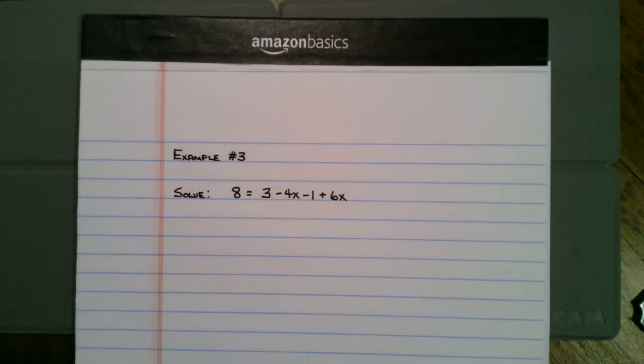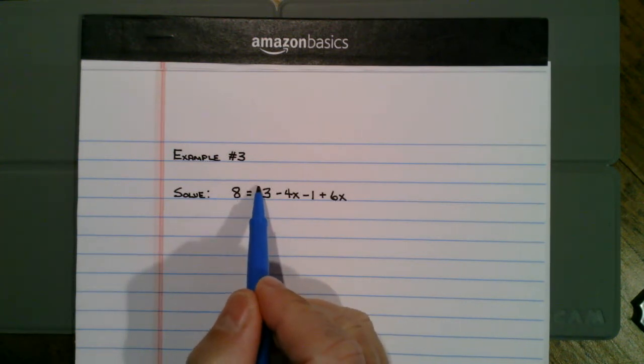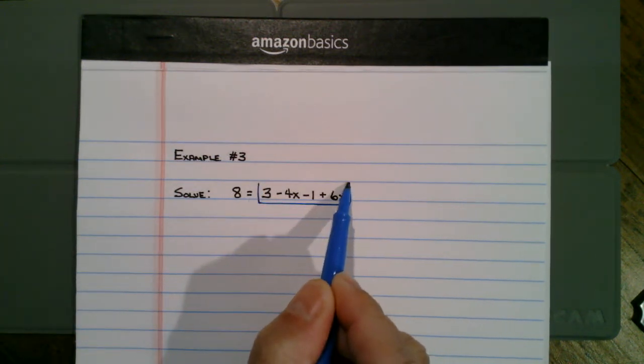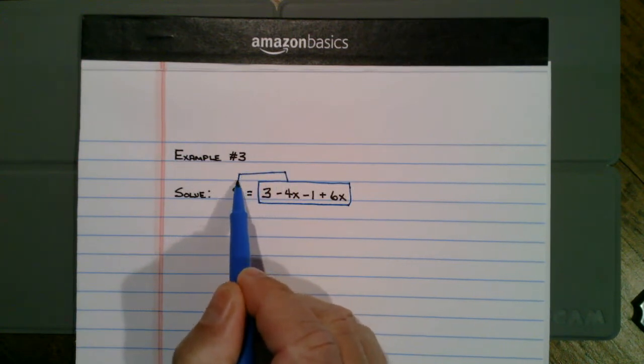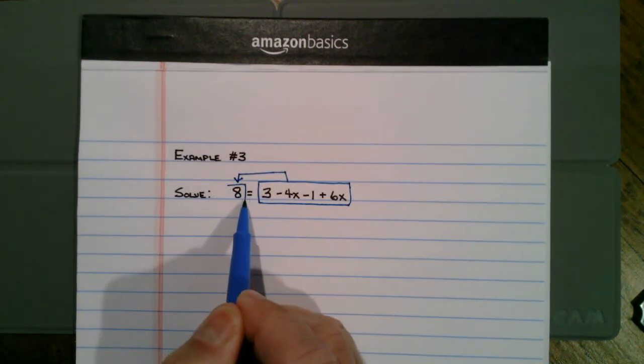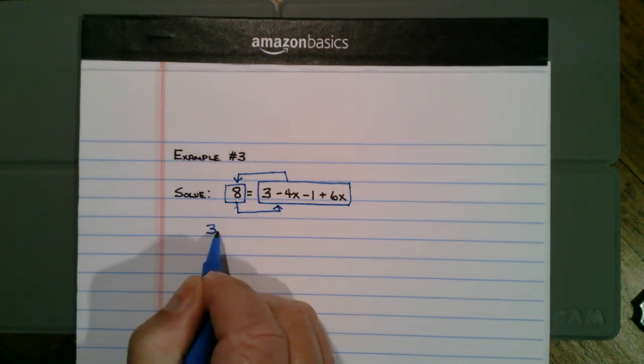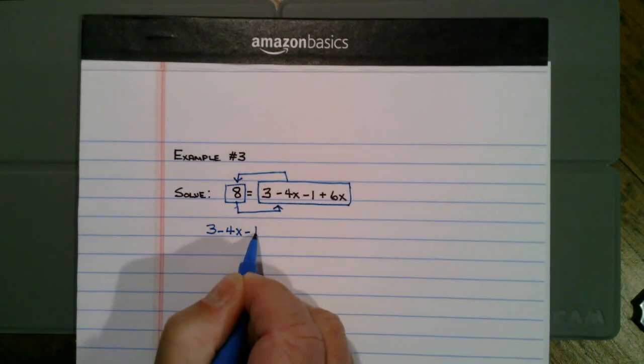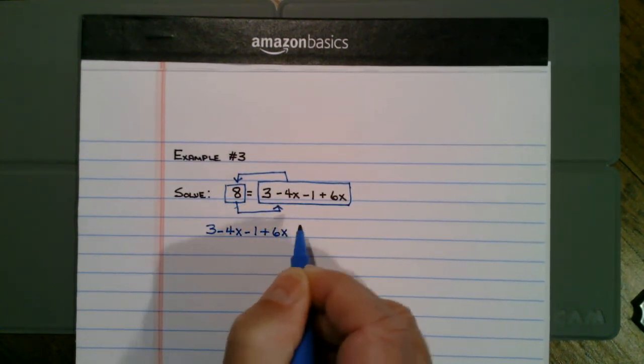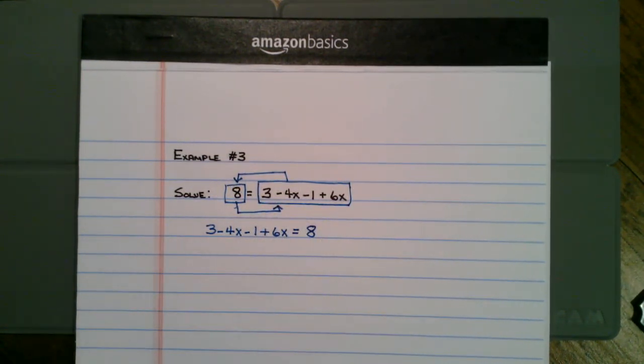Example number 3. So in example number 3, we're going to use some of the other things that we've gone over. For example, the variable always needs to be on the left side. So what I'm going to do at the very beginning is switch this entire equation around. I'm going to take everything that's over here and put it on this side just the way it's written, and take this and move it to the other side of the equal sign. So 3 minus 4x minus 1 plus 6x is now equal to 8. I have the variables on the side that I need them on.